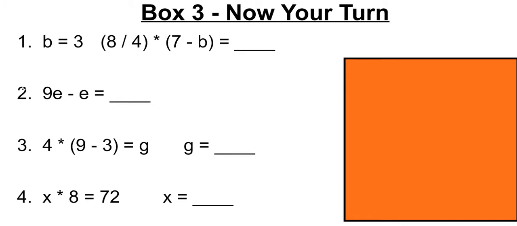Problem number 2, we have 9e minus e. Problem number 3, we have 4 times parentheses 9 minus 3 equals g. You need to solve for what g equals. And problem number 4, you have x times 8 equals 72. You have to figure out what x is.